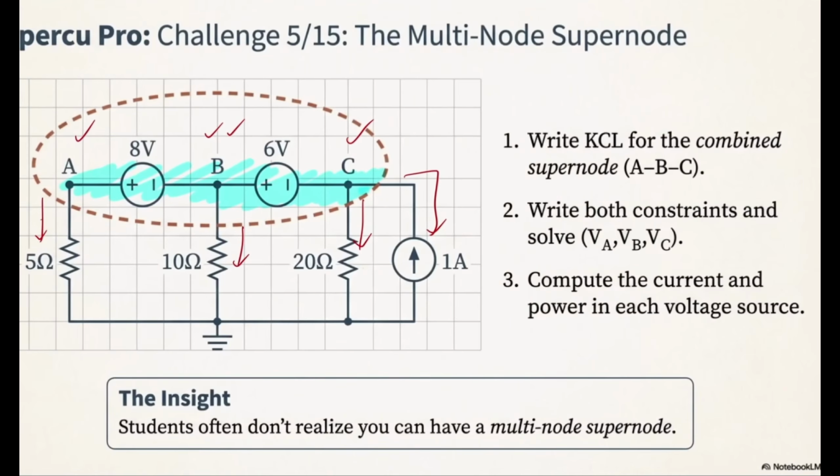I believe you can do it so fast. So again, write both constraint and solve for VA, VB, and CC. We just wrote down everything that we need. Compute the current and power in each voltage source. This is going to be your assignment.